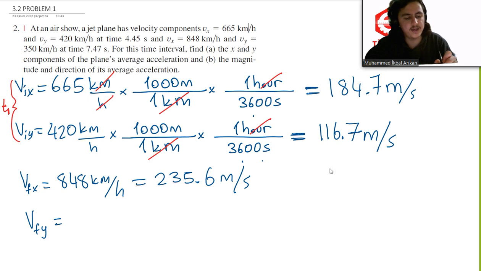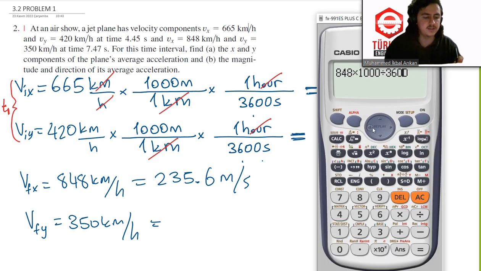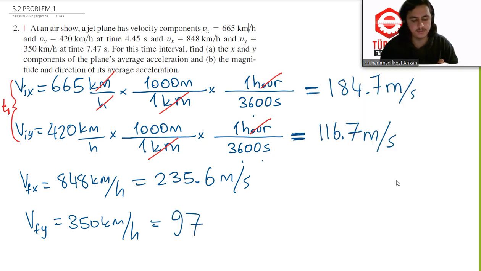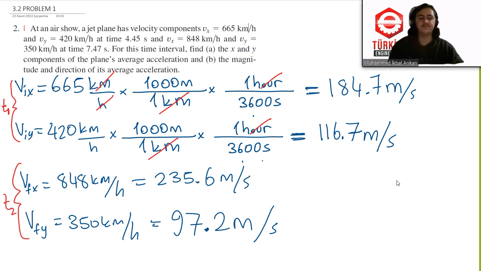The final of y is 350 kilometers per hour. I will use the same idea to find my velocity in SI units. Instead of 420, I will use 350 to get the SI unit velocity. That will be 97.2 meters per second. So this is when time equals t2. These are my t2 velocities.